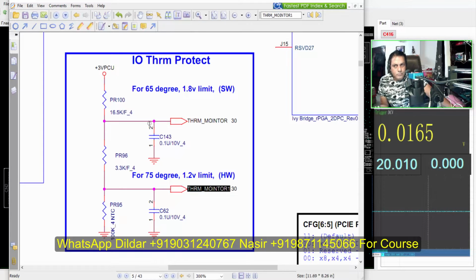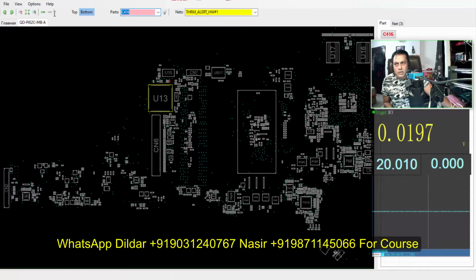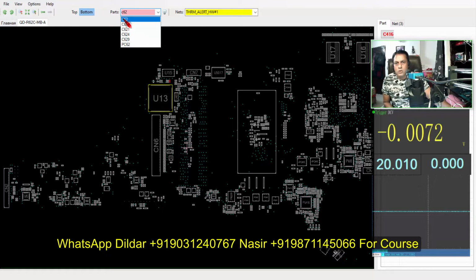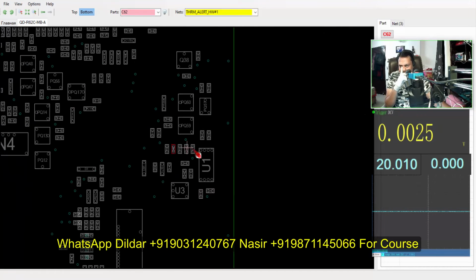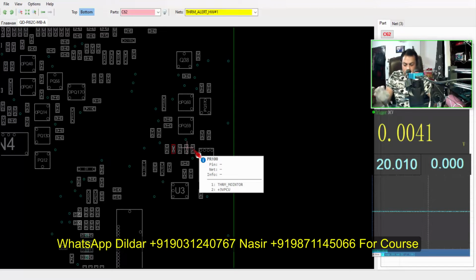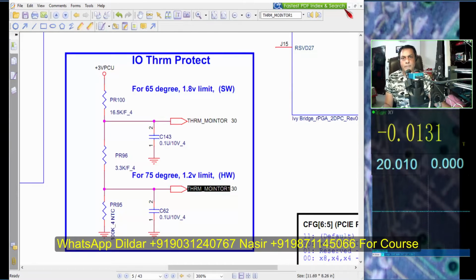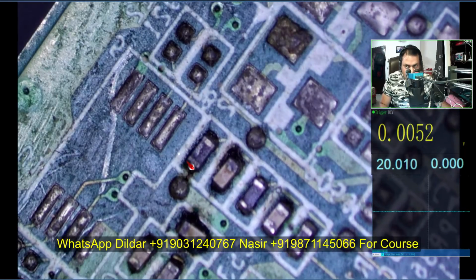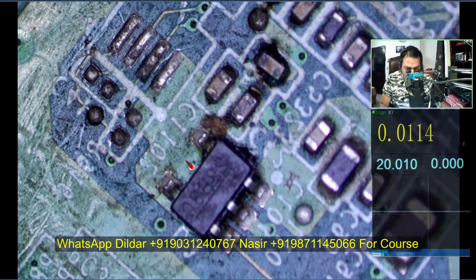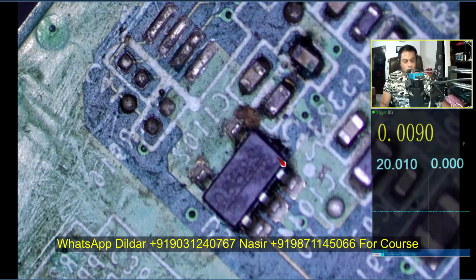Okay, so thermal monitor and thermal monitor 1, area C143, C62, here. Okay, this area. So this area could be the reason for all the problem. So let me check. See the damage area. That is why this is called glitch.